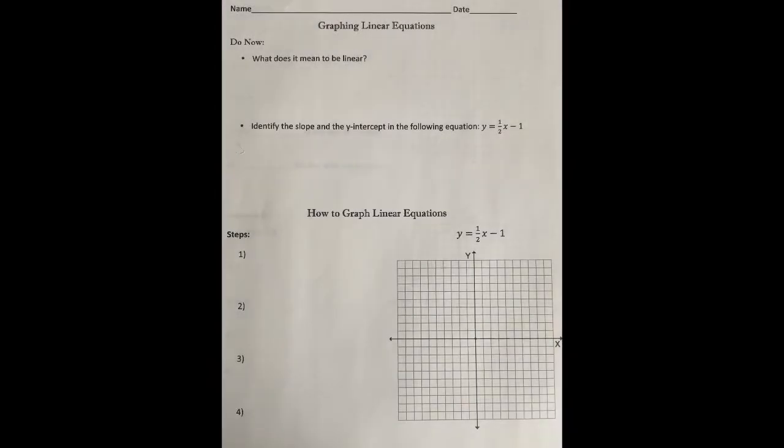First, we're going to be working on graphing linear equations. So we have been able to look at a graph and come up with the equation, but now what we're going to do is we're going to be given an equation and create the graph. So the first do now question is, what does it mean to be linear?